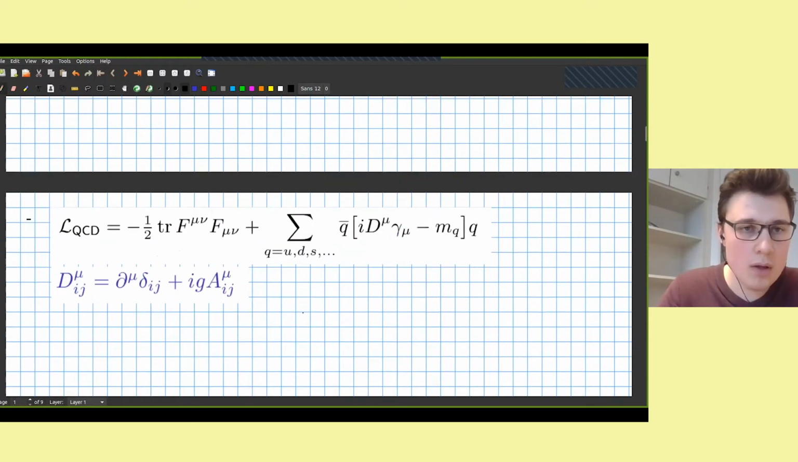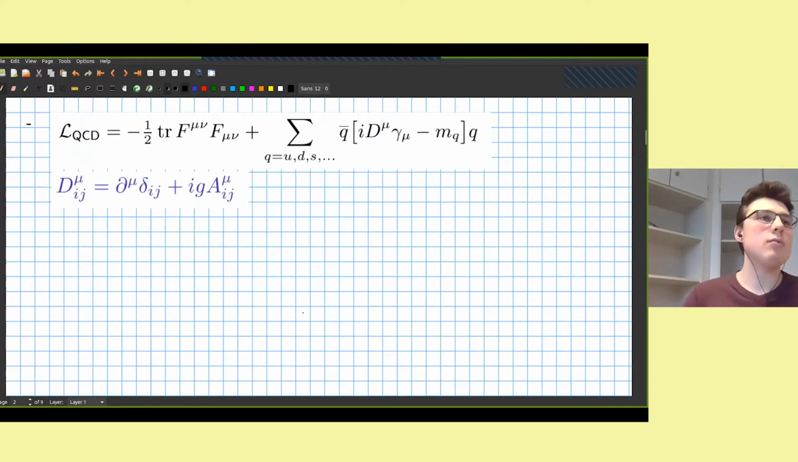So let's move on. The next exercise was about writing out the QCD Lagrangian in terms of explicit color indices and the fields with the respective color indices. So let's have a look at the first term. We have a minus 1/2 trace of F mu nu F mu nu here.